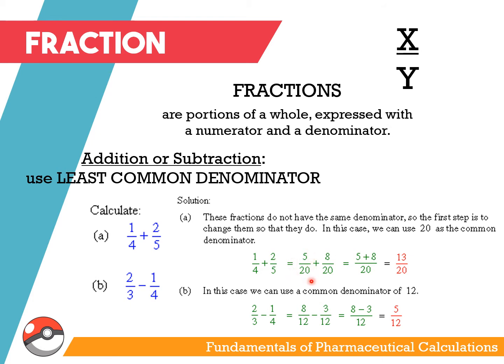Next, 20 divided by 5 is equal to 4, and 4 times 2 is equal to 8. So we will have 8 over 20. Since they now both have the same denominators, we can simply add the numerators. 5 plus 8 is 13, so we will now have 13 over 20. So you should try the second example.